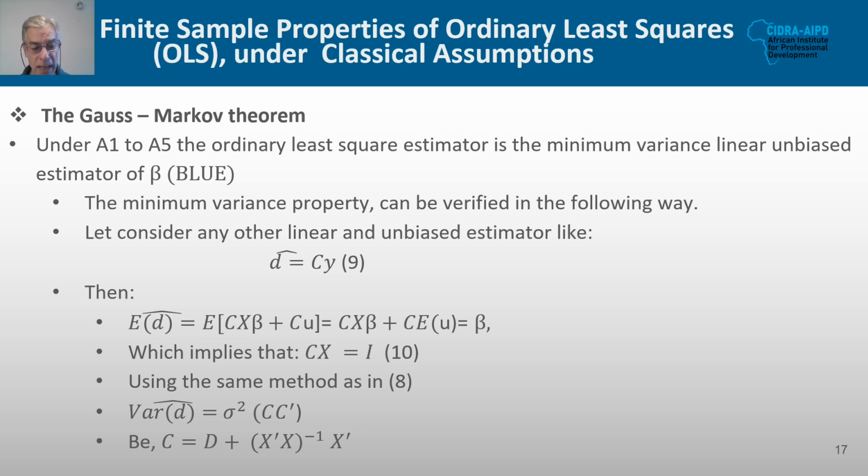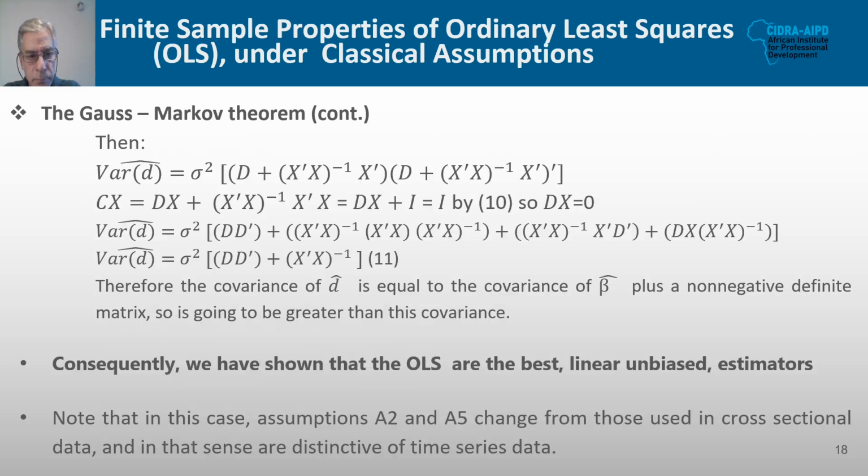Well, now we are going to define a value for C. Let C be any other matrix like the one that we see in the last equality in this slide: C equals D, which can be any other matrix, plus X transpose X inverse X transpose. Then, continuing what we wrote in the last line of the last slide, the variance of b hat equals the expression in the first equality of this slide: sigma squared, square brackets, D plus X transpose X inverse X transpose, times D plus X transpose X inverse X transpose, transposed.